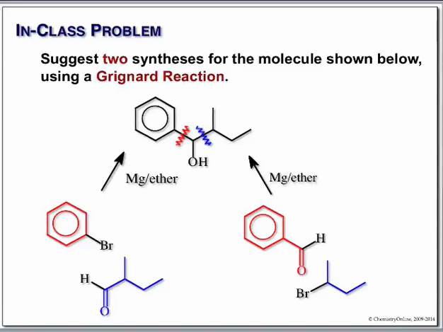Any questions? Once again, being as blatant as I can, this is a standard sort of question. Make sure you understand how to take, split it open, and choose both sets of reagents to make something.